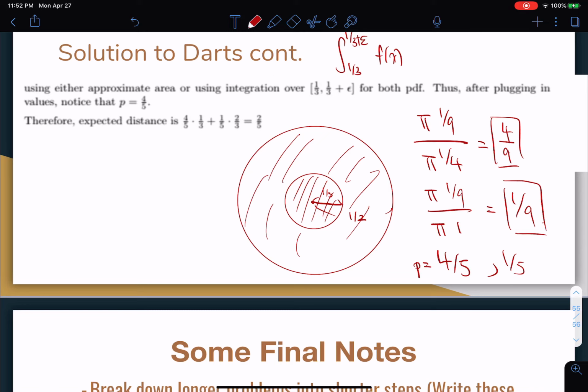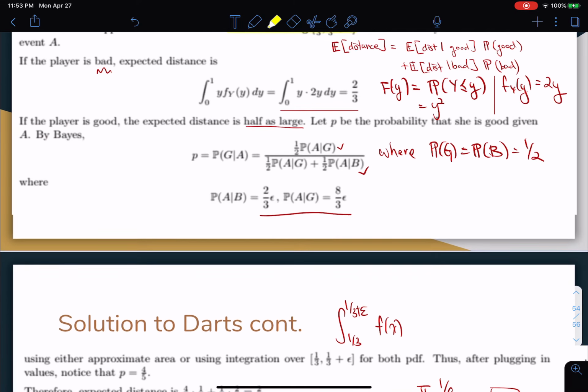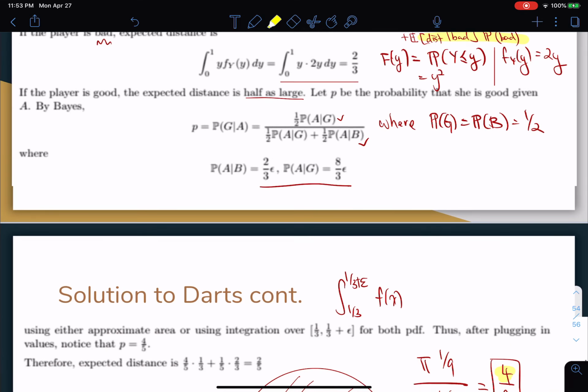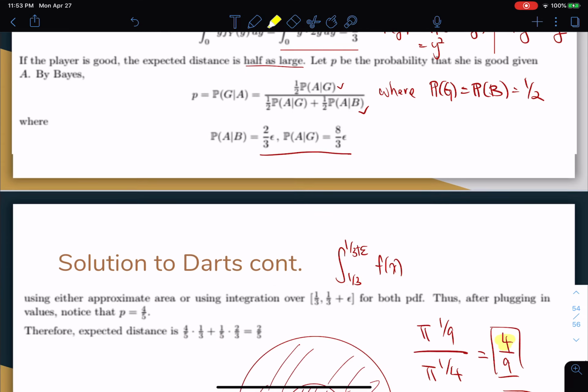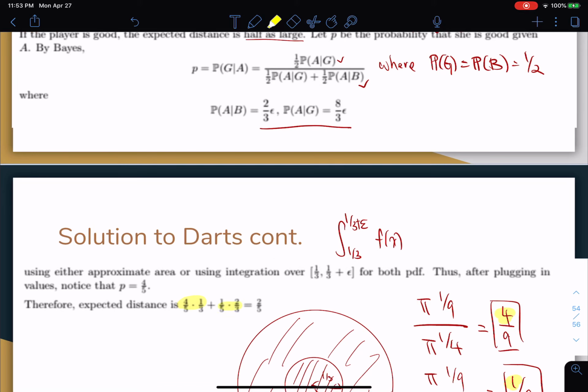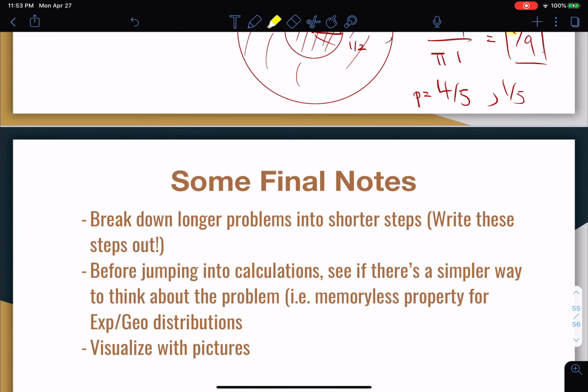Because another way to think about this is, here we have 4 pieces, here we have 1 piece, and our sample size essentially decreases to 5. Okay, and therefore you just plug them back into this part. So if the player is good, the distance was 1/3, and we know that there's a 4/5 probability of that, and likewise for the player being bad, in that case it's 2/3, that's the expected distance, and we have 1/5. You add them up and you should get 2 over 5.